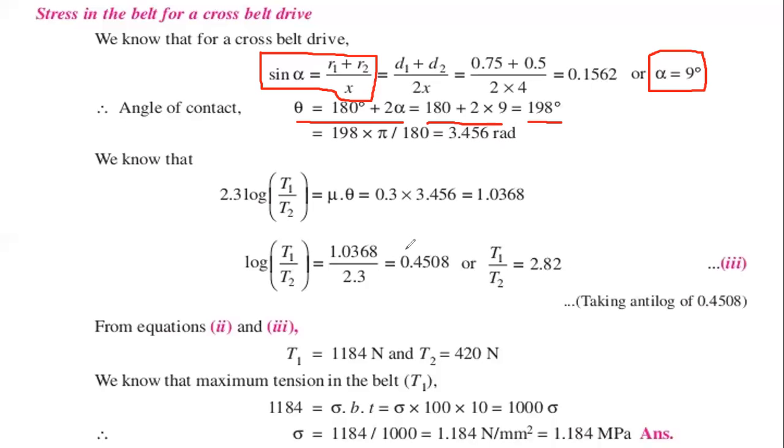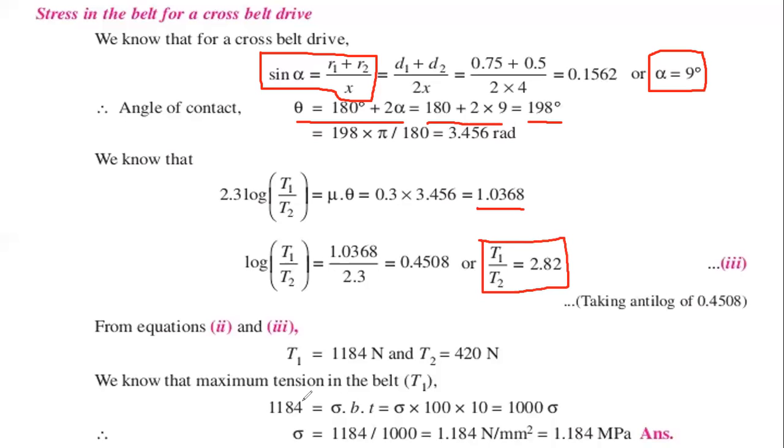Then we have to substitute this in the logarithm value. So 2.3 log T1 by T2 is equal to mu theta. So we obtain 1.0368. Then in total the T1 by T2 value is obtained as 2.80. So this is the value obtained.